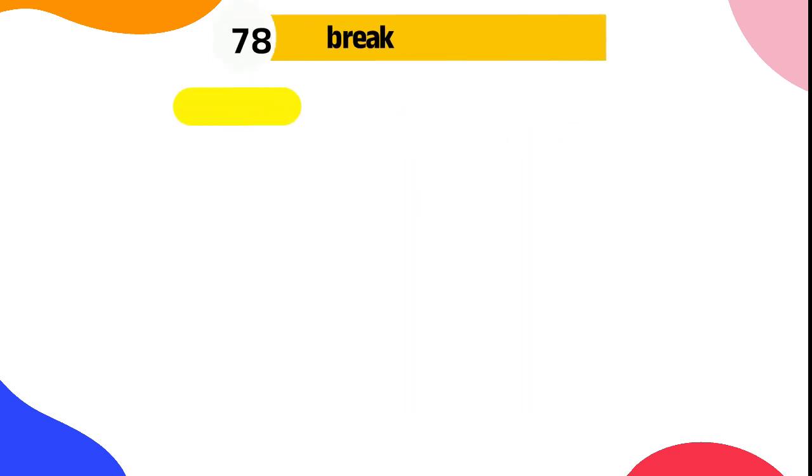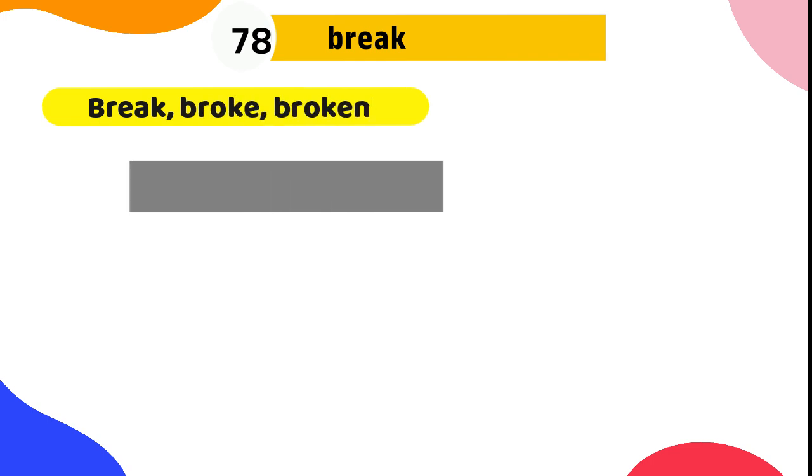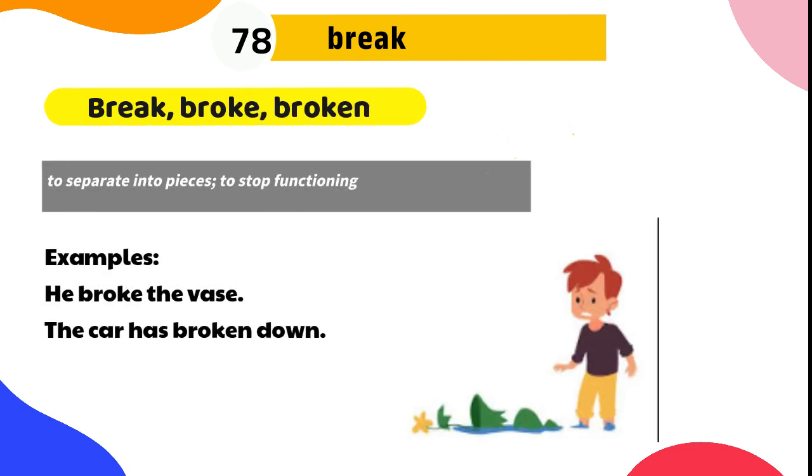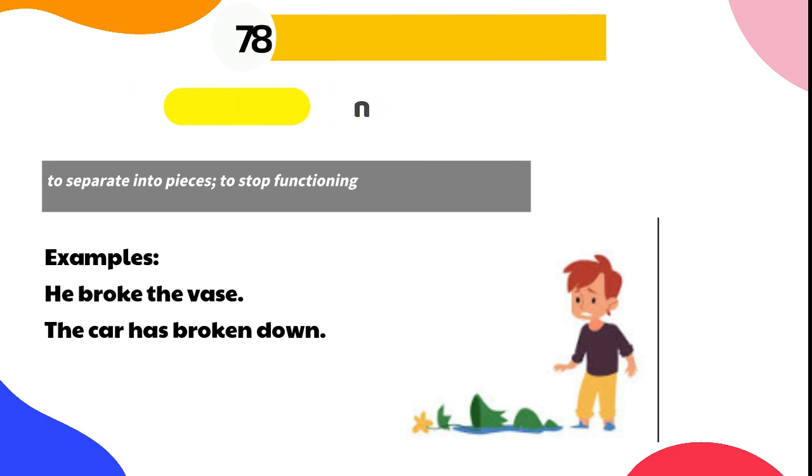Break, broke, broken. Meanings: to separate into pieces, to stop functioning. Examples: he broke the vase. The car has broken down.